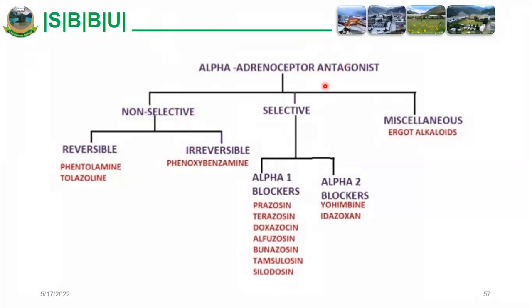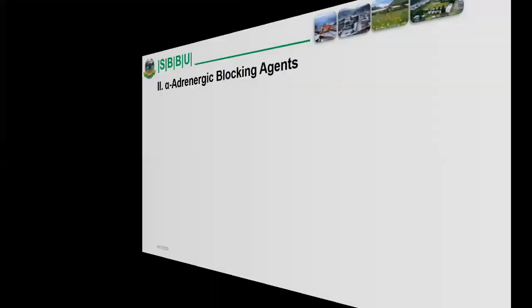Alpha adrenoreceptor antagonists can be selective, non-selective, and miscellaneous. Selective ones can be classified into alpha 1 and alpha 2. Similarly, beta blockers can also be classified, for example, into beta 1, beta 2, and beta 3. Remember, this is the alpha receptor antagonist. So they are non-selective, selective, and miscellaneous. Ergot alkaloids are the miscellaneous ones. Irreversible and reversible: phentolamine and tolazoline are reversible, and phenoxybenzamine is the irreversible one. This is about the alpha adrenoreceptor antagonists.